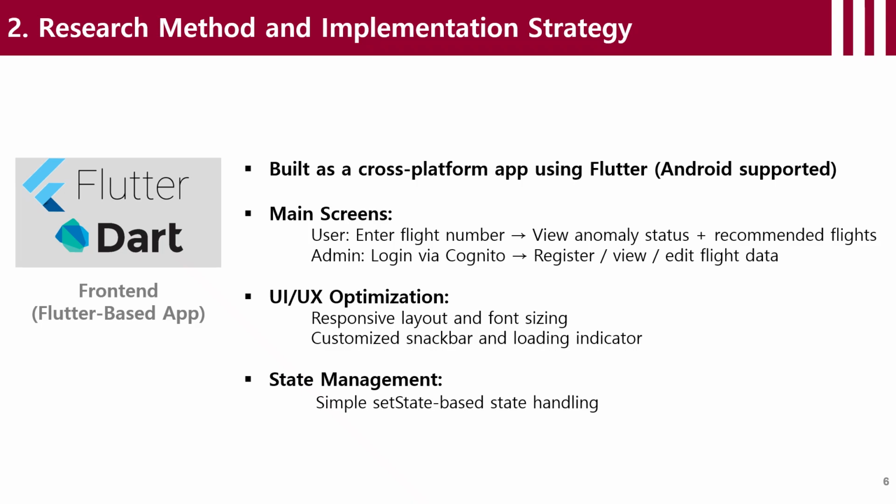Our app is built with Flutter and currently supports Android. There are two main interfaces for users. Enter the flight number, get safety status, and if needed, recommended alternative flights. For administrators, log in with Cognito, then register, view, or update aircraft data. We focus on responsive design, optimized fonts and spacing, customized snack bars, and clear loading indicators, all managed with simple setState logic.